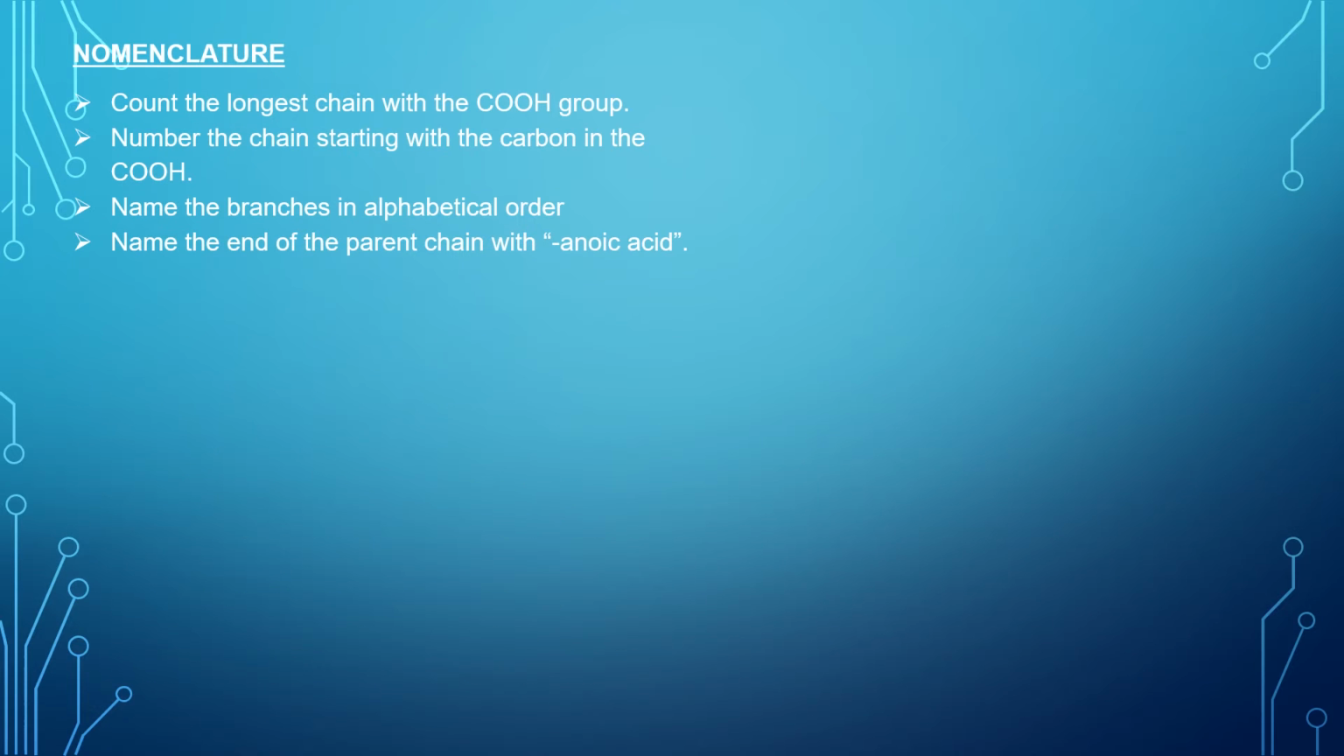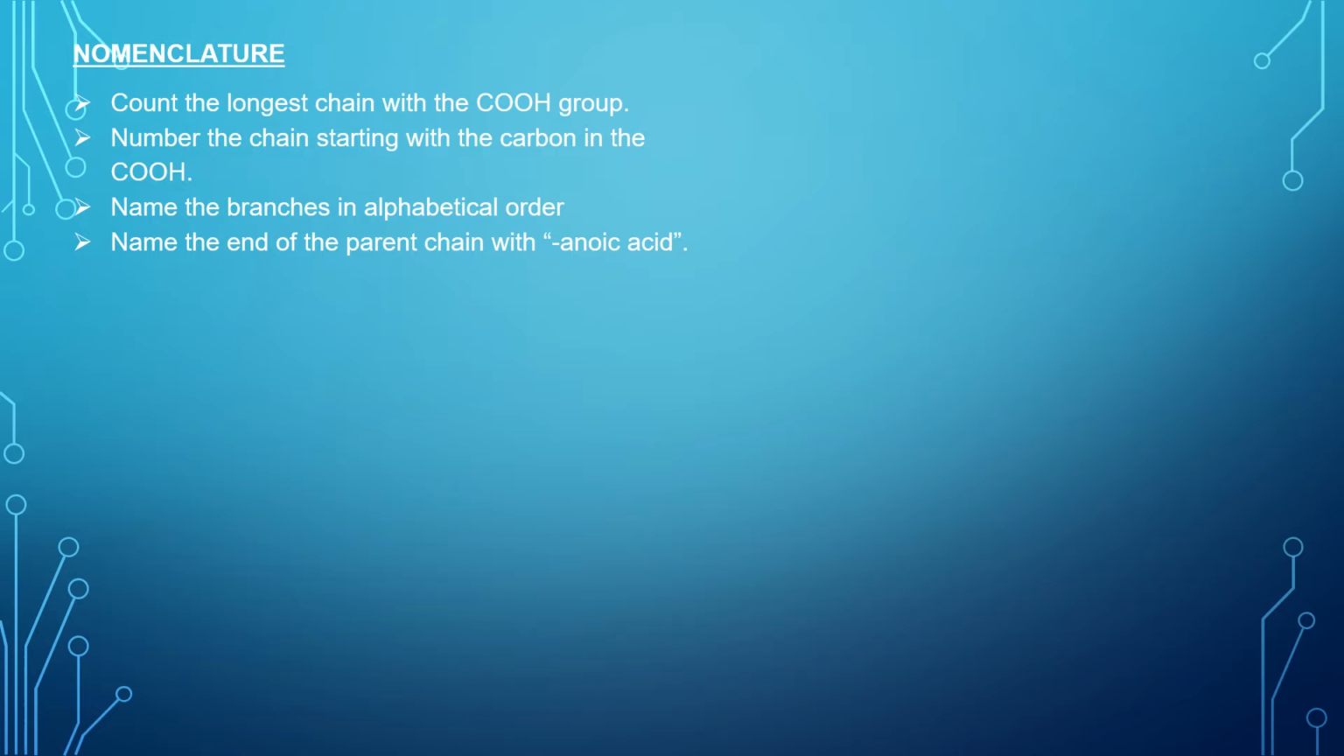Now let's see how we are going to name the carboxylic acids. The following are the set of steps we have to follow when we are naming a carboxylic acid. First thing, we must count the longest chain of carbon atoms, and this time the longest chain of carbon atoms must contain the functional group, the COOH group. Now the carbon in the COOH group should be given the lowest number, which is carbon number 1.